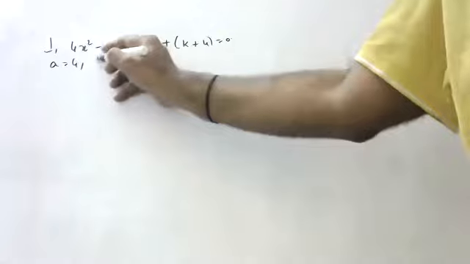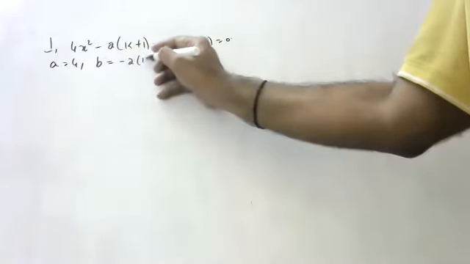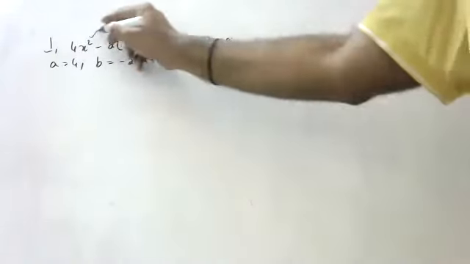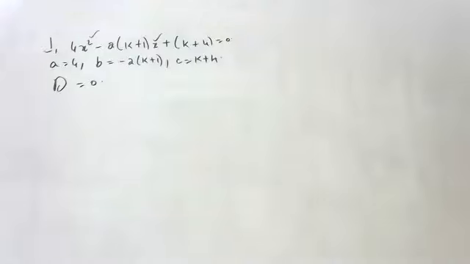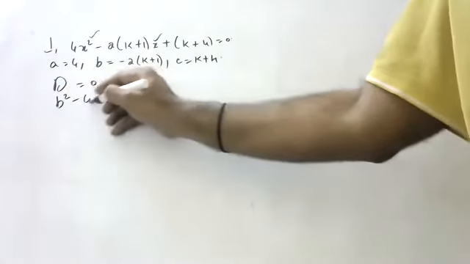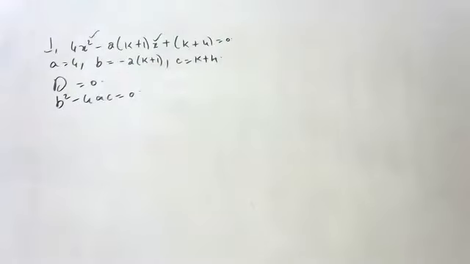What is a, children, here? A is 4. B is how much, children? Minus 2 into k plus 1. Don't take x, children. What is C, children? K plus 4. Now discriminant is 0. Discriminant is 0. Okay, so what is discriminant, children? b square minus 4ac is equal to 0.